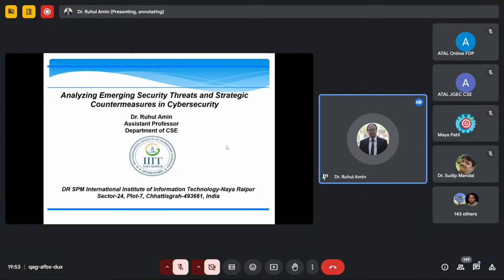Let me clarify what the main objective of this session is and what we will try to learn from it. I will discuss some security threats. I'll consider four or five security threats, maybe all the ones known to the participants, and we have already listened about these security threats.